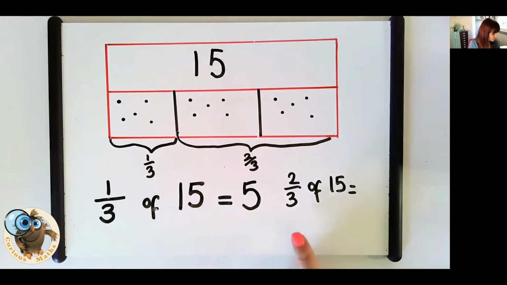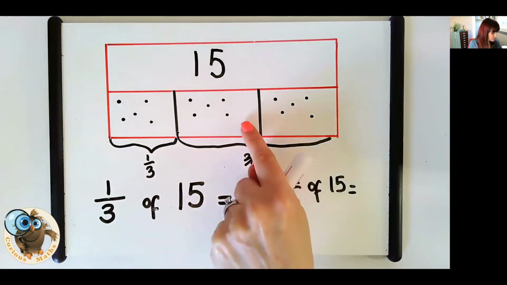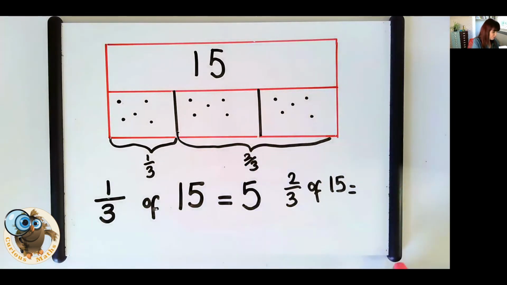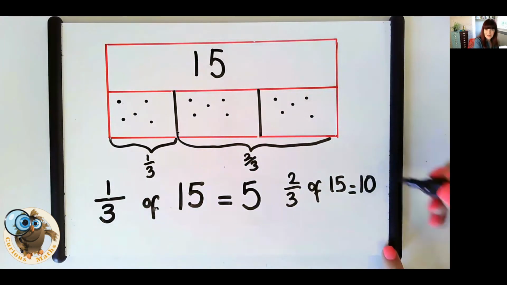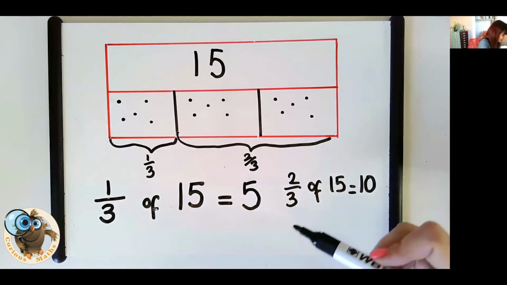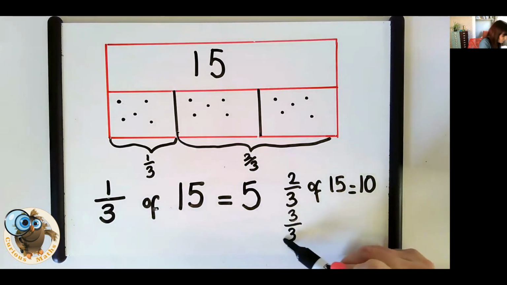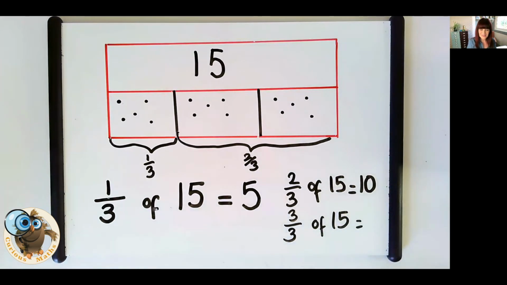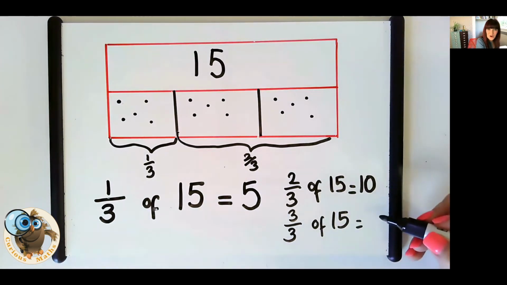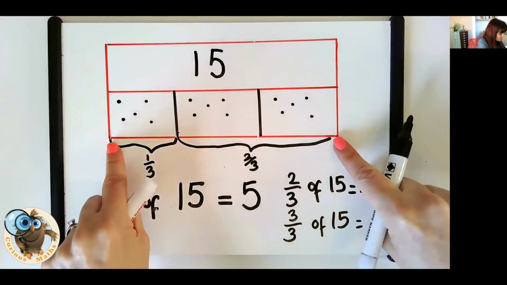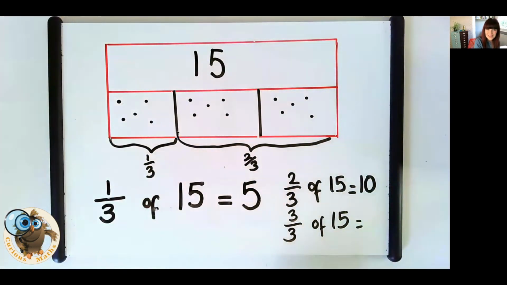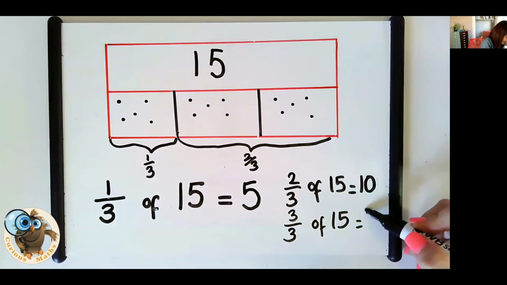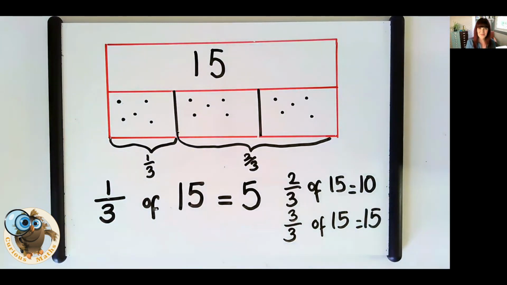So 2/3 of 15, I can count and I can see it's 2 lots of 5, which equals 10. And the next question I definitely would ask is, what is 3/3 of 15? And I'm looking for your child to say straight away, that's a whole. So we're connecting the 3/3 being equal to the whole. We can see that in the diagram. And that, of course, is 15.